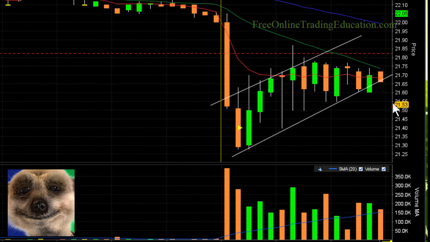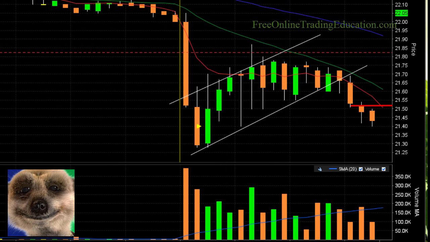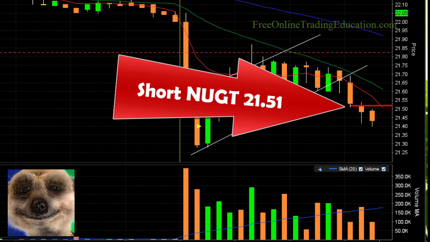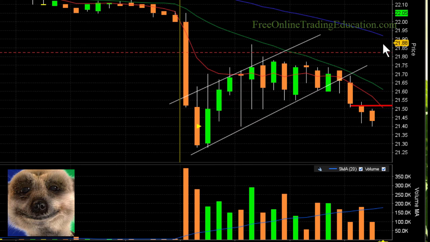So here we are. I'm going to set a trade right down here. If this sucker breaks down, I want to go short. And sure enough, bam, bam, there we are. I'm now short here, at 21.51 short NUGT. And we're going to set a stop just above this 20 moving average here at about 21.65.